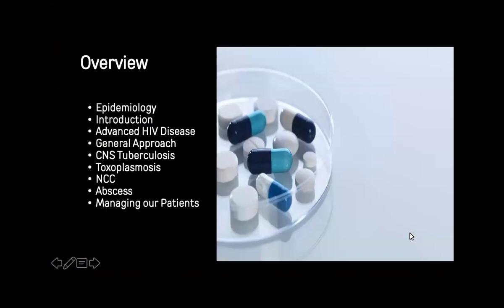This is a brief overview of what will be discussed. Epidemiology, introduction to the topic, general approach to these patients, and then I'll discuss some of the more common CNS pathologies and diseases in advanced HIV, and then finally an algorithm that we will use to approach management in instances where a CT scan may or may not be available to us.